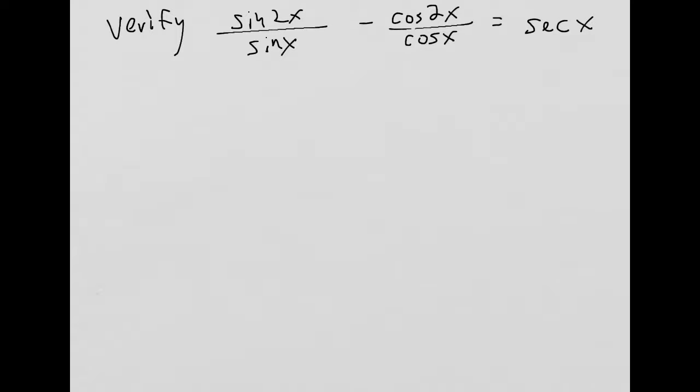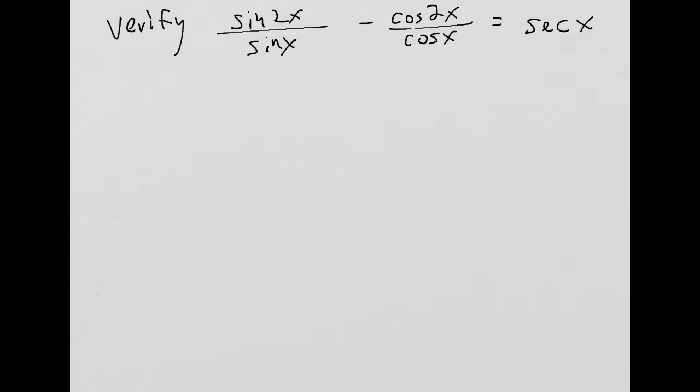We want to verify this identity: the sine of 2x divided by sine of x minus the cosine of 2x divided by cosine of x is equal to secant of x. We see that the left side is definitely more complicated, so we want to start with the left side, apply some identities, do some algebra, right? And then at some point we should equal secant of x.